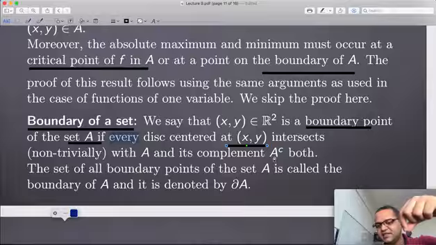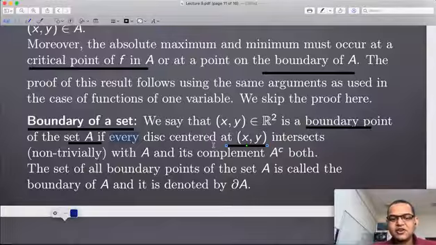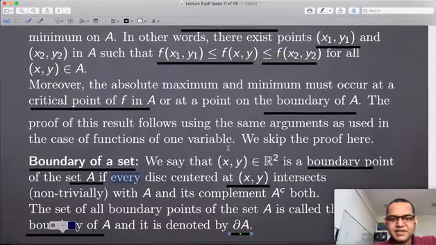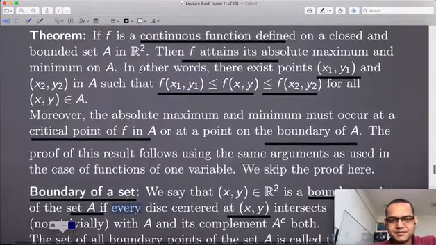It is not in the interior of A, or it's in the complement. Such a point is called a boundary point, and when you collect all the boundary points of a set, that is called the boundary of A. Often this is denoted by partial A, del A. So this is the complete definition.